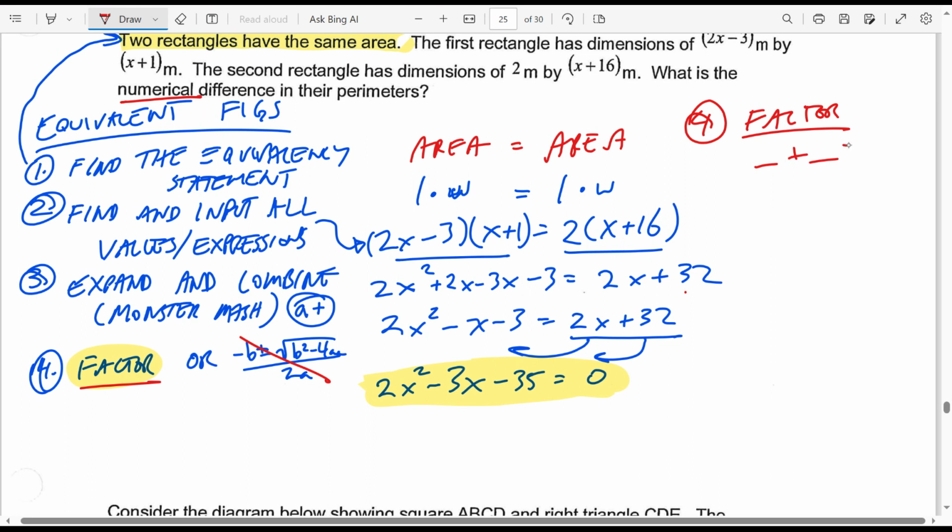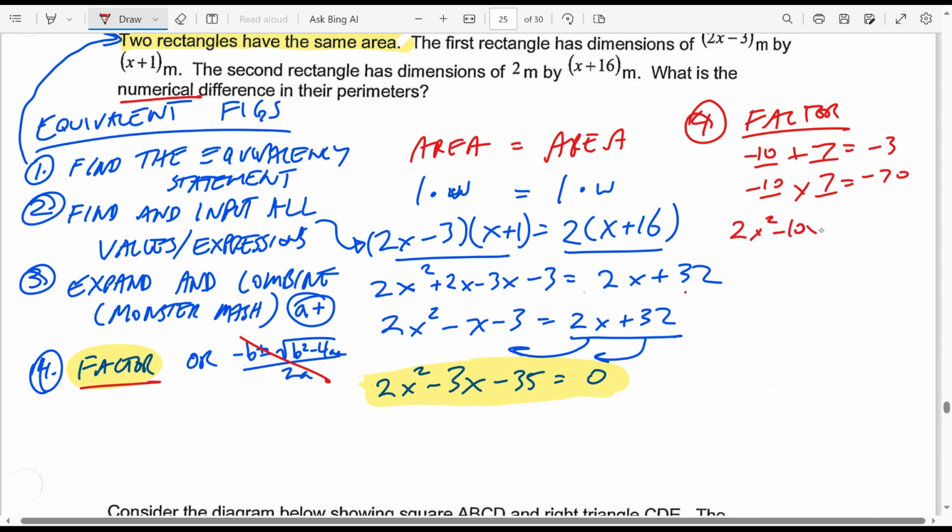So what plus what is equal to negative 3, and what times what is equal to negative 70? What are my numbers there? Don't overthink it. What is it? So negative 10 and 7? Negative 10 and 7. So now it's just factoring, right?